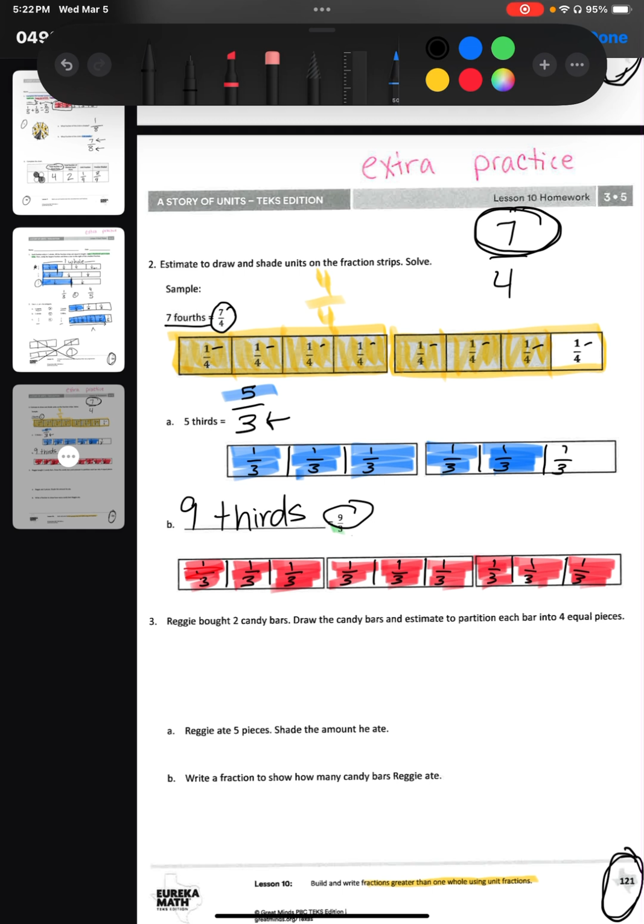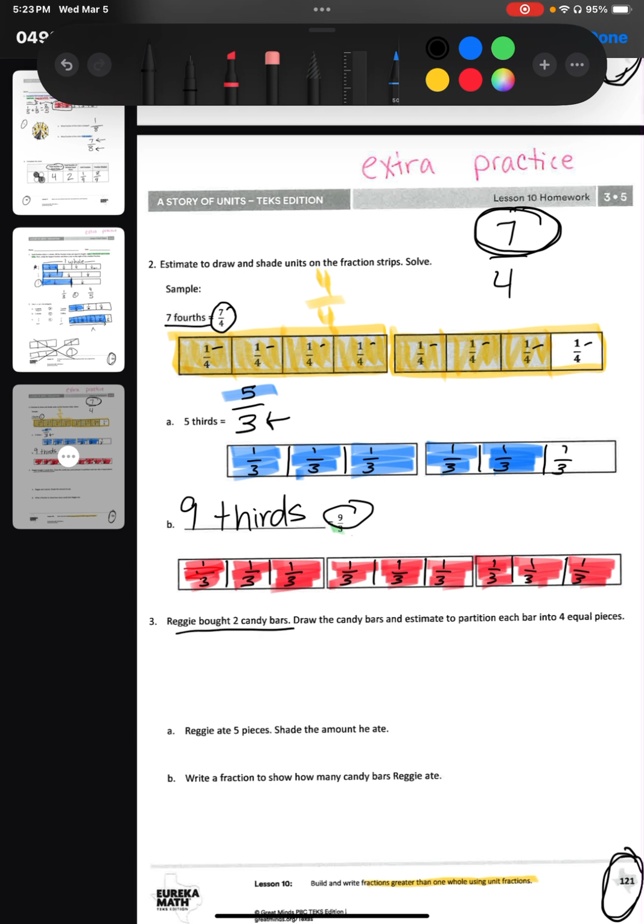Problem 3. Reggie bought 2 candy bars. Draw the candy bars and estimate to partition each bar into 4 equal pieces. I'm not going to read A or B yet. I'm going to do what it tells me first and stop. Part of the process of being successful for this is working in small chunks, not trying to do the entire thing at once. Doing what they tell you first, then second, then third. And if you'll do that, you'll typically be a little bit more successful.